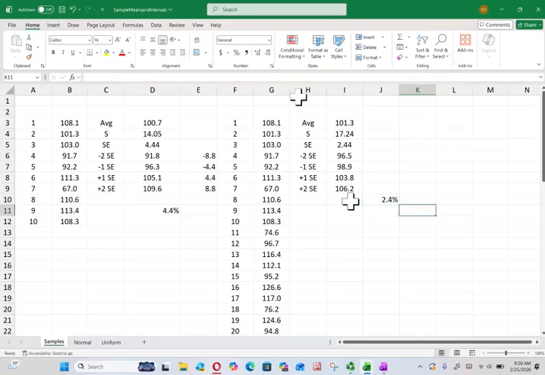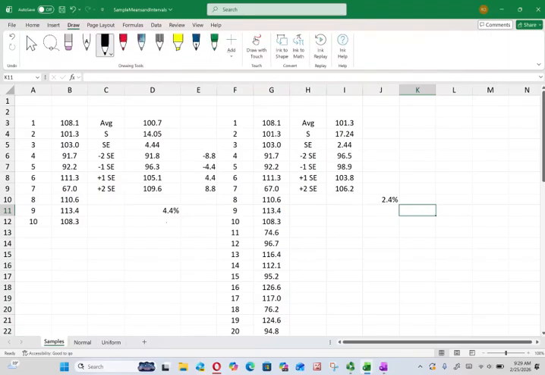So here, for these, I've got plus and minus 4.4% of the true average with 68% odds. On the other one with the larger sample size, I got plus or minus 2.4% of the average with 68% odds. What's the bet on 95% odds?